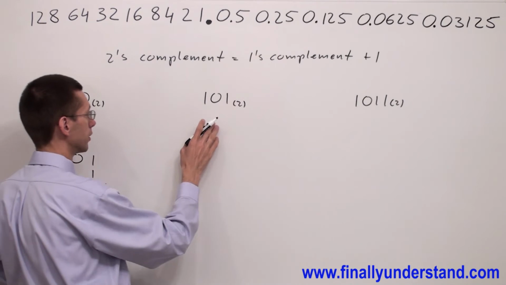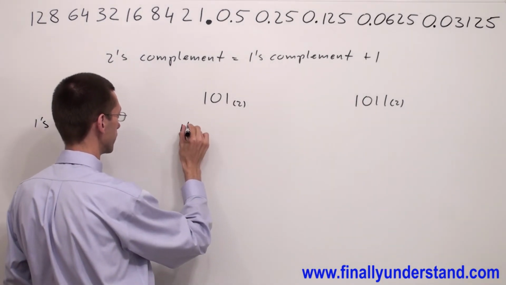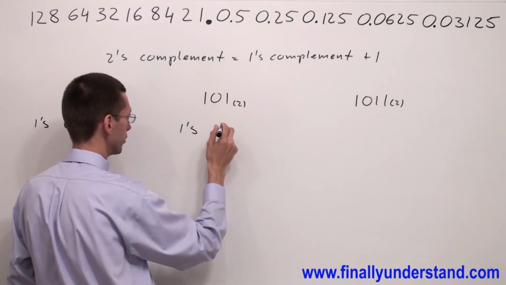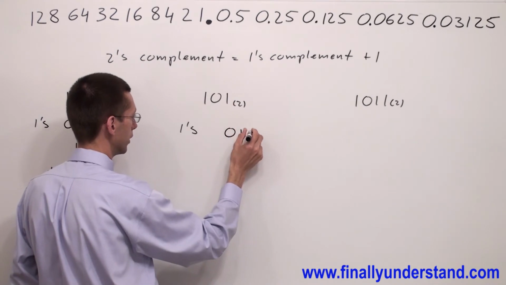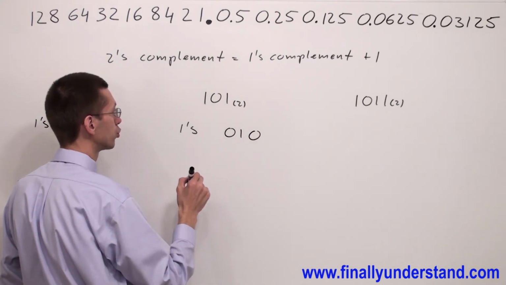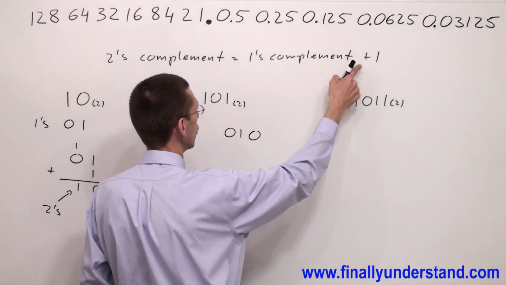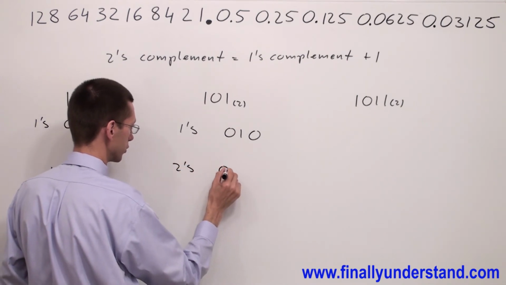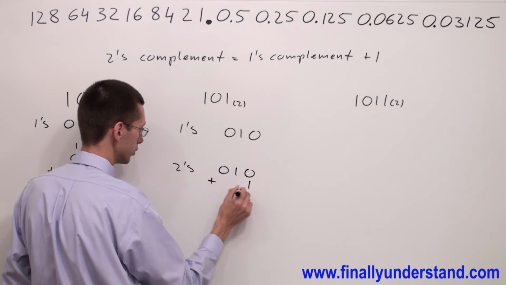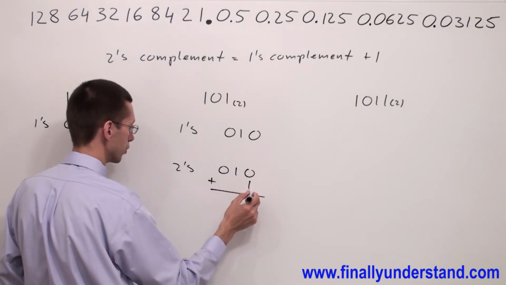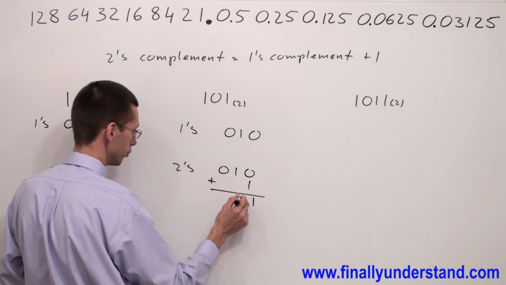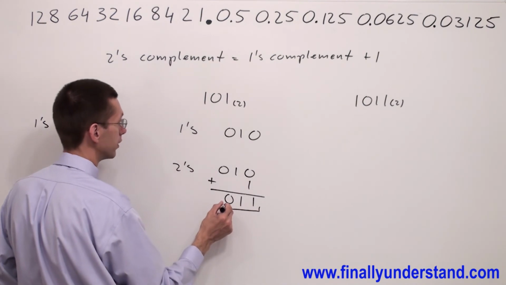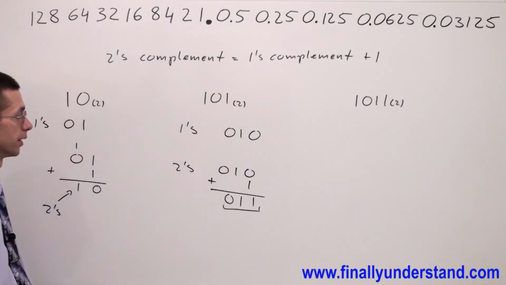Let's take a look at this one. We're supposed to find 1's complement first, according to the rule. So 1's complement of this given binary number is going to be 0, 1, 0. If you want to find 2's complement, you're supposed to add 1 to 1's complement. So you're supposed to just take 0, 1, 0 and add 1 to it. 0 plus 1 gives me 1, and bring down 1 and 0. So this is the 2's complement of this binary number.